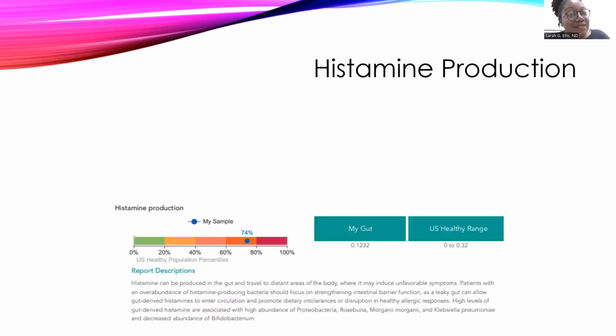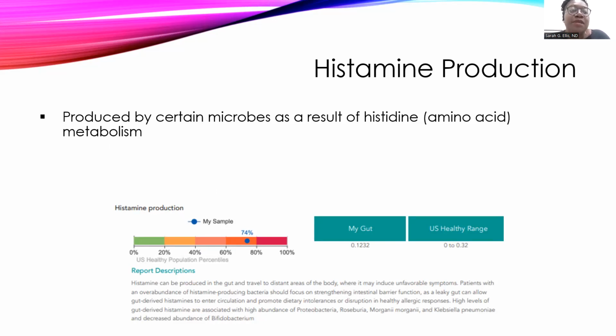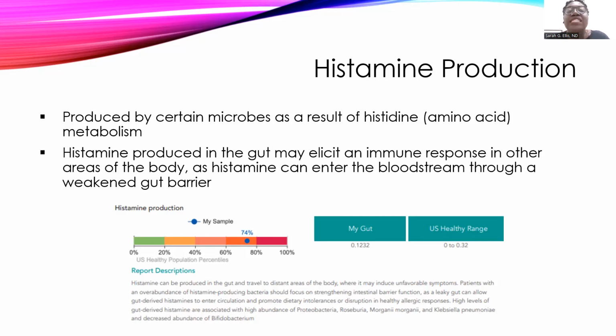Then we also measure histamine production. So histamine is produced by certain microbes as a result of the breakdown of histidine, the amino acid histidine. Histamine is produced in the gut, and if overproduced, it can elicit an immune response in other areas of the body, particularly if this patient already has some intestinal permeability issues. Then the histamine can cause immune responses throughout the body. It can enter the bloodstream, and then you'll have patients presenting with increased sensitivity, particularly to certain foods as well.